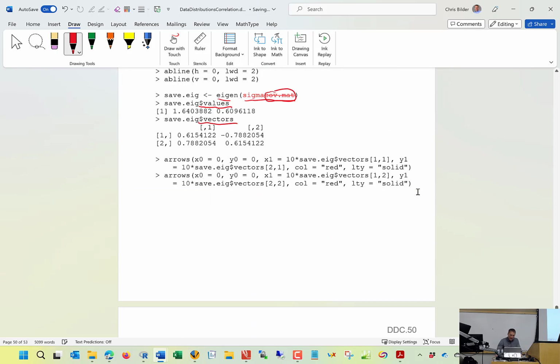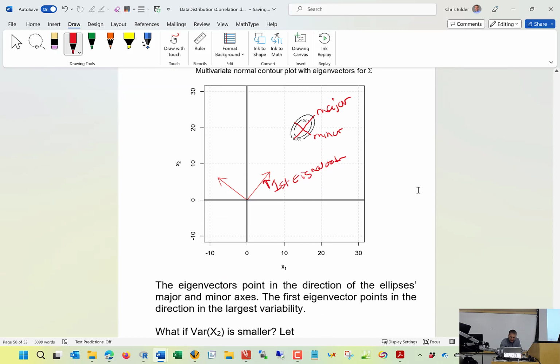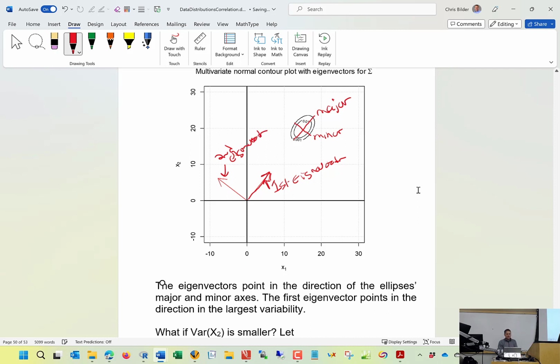Let me go back up here. That is 0.62, 0.79. This one right here. We can see that indeed it is pointing in the direction of the major axis of the ellipse. Here's the second eigenvector, and it's also pointing in the direction I just stated before. So that's kind of interesting, the relationship of eigenvalues and eigenvectors with the multivariate normal. But there's more to this.